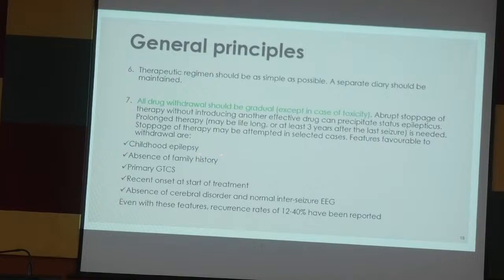Favorable factors are childhood epilepsy, absence of any family history, primary DTCS, recent onset at the start of treatment, absence of any precipitating factor or cerebral disorder, and normal interseizure EEG. If these factors are present, we can try drug withdrawal after 3 years. But if a patient has a positive family history or a secondary cause, the patient may require lifetime therapy.